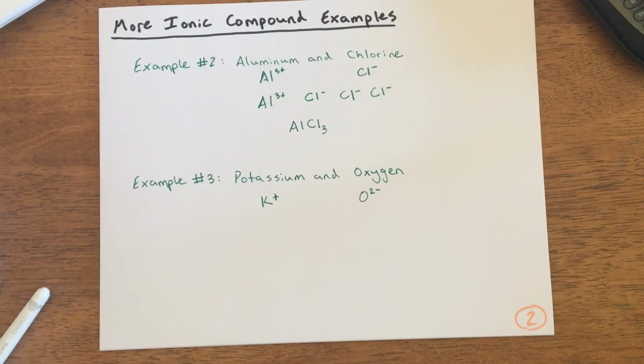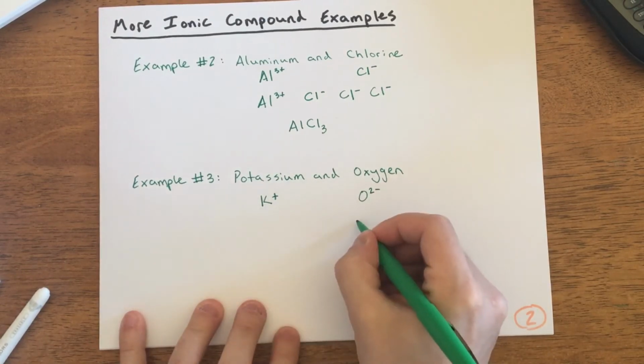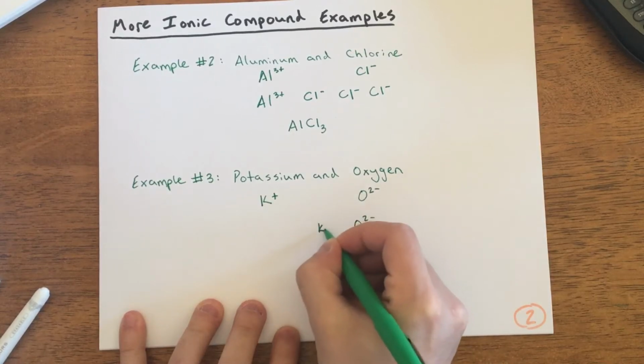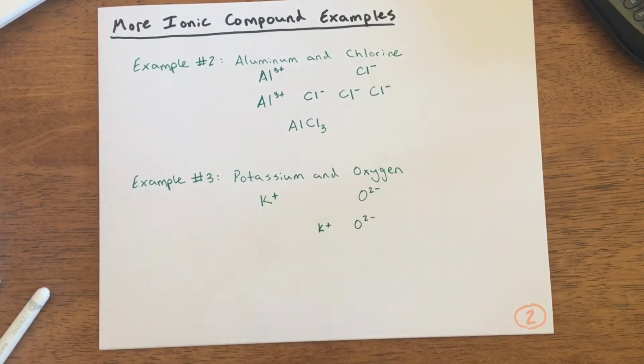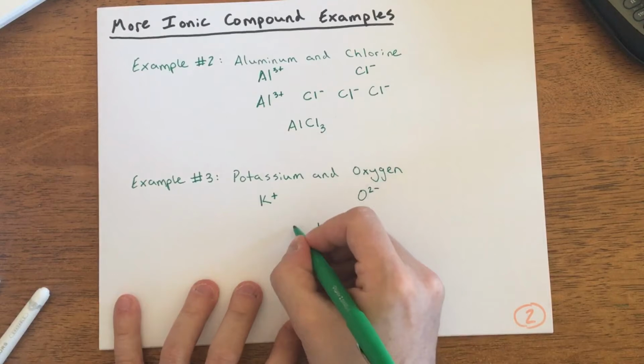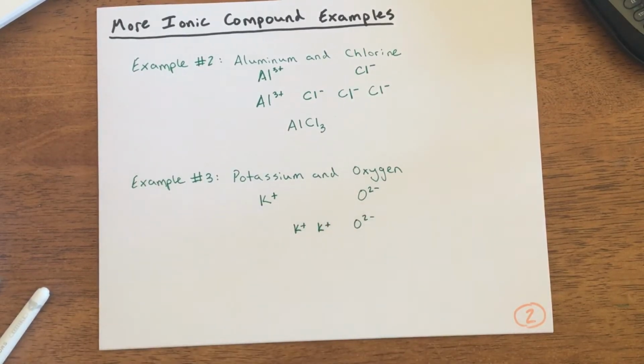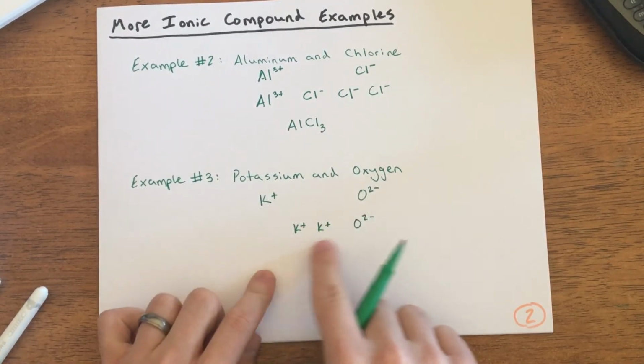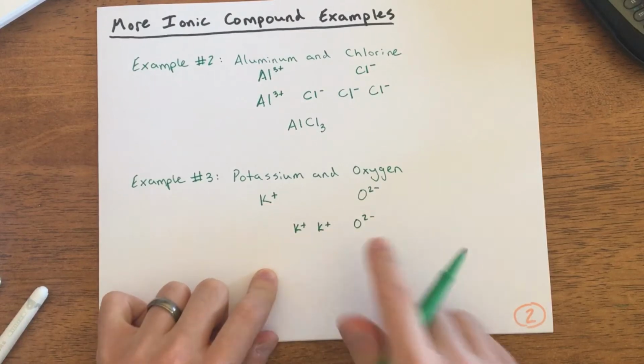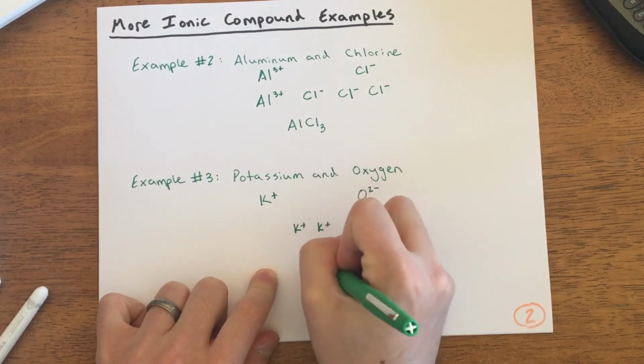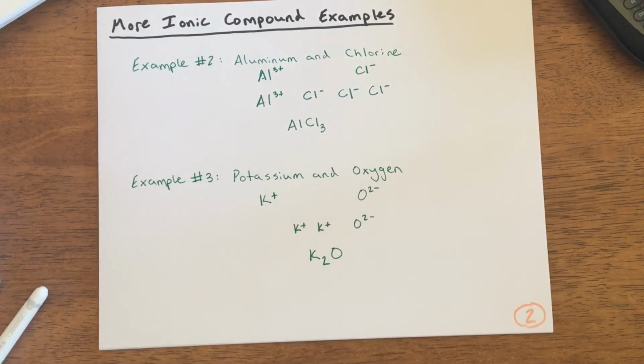Now, we have a little bit different situation here. We have more negative charges than positive charges. So if I have an O2- and I have a K+, that's great, but I still have one more negative charge than positive charge, so I'm going to need one more potassium. So now they're canceled out. You can see I've got 2 potassiums for every 1 oxygen, so I get K2O, or potassium oxide.